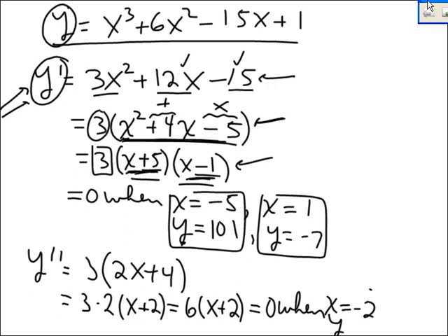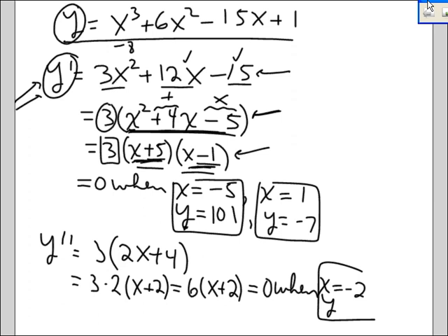So, what is the y value? Well, negative 2 cubed is negative 8. Negative 2 squared is 4, times 6 is 24. Negative 15 times negative 2 is plus 30, plus 1 more. It looks to me like 47. This equals 47. Okay. So these are critical points: negative 5, 101, and 1, negative 7.